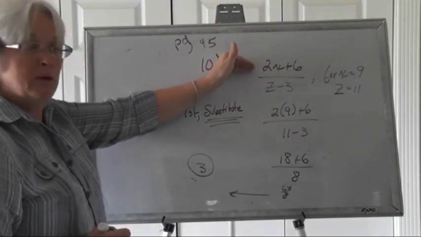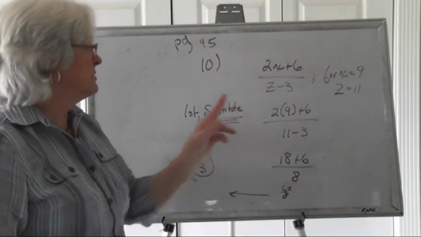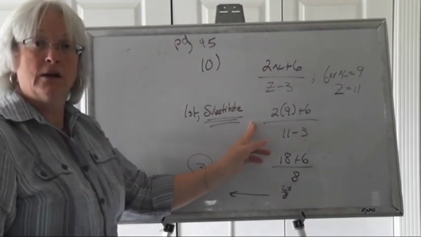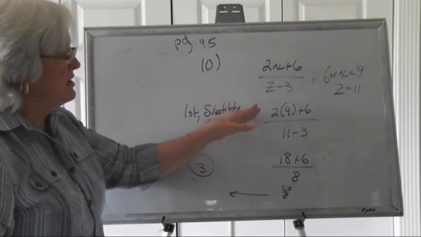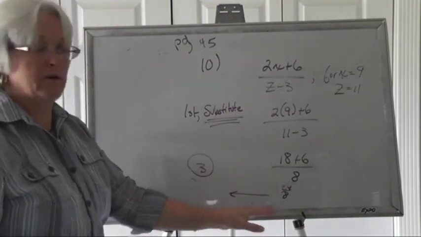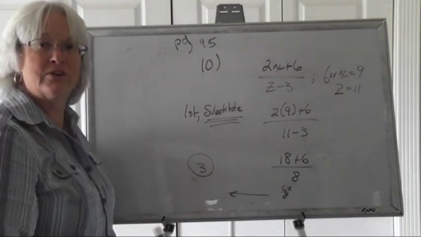Write your problem. Write the values of your variables. Substitute in for your variables. Put the numbers in instead of the variables. Carry out the arithmetic. Circle the value that you come up with. That's all there is to it.